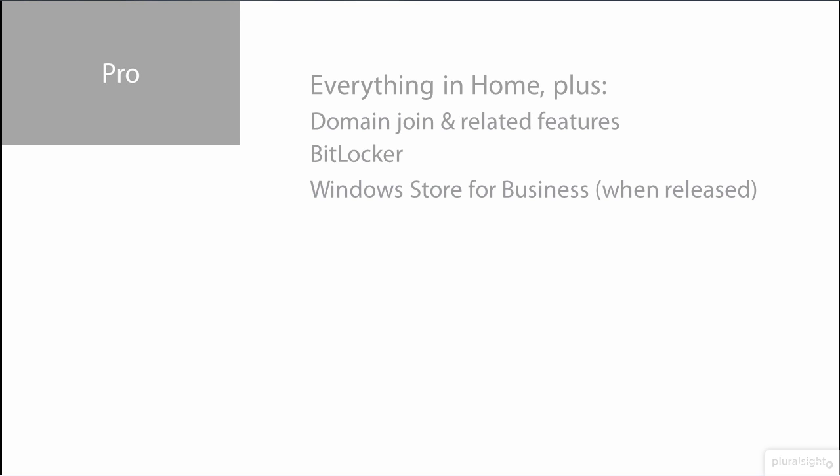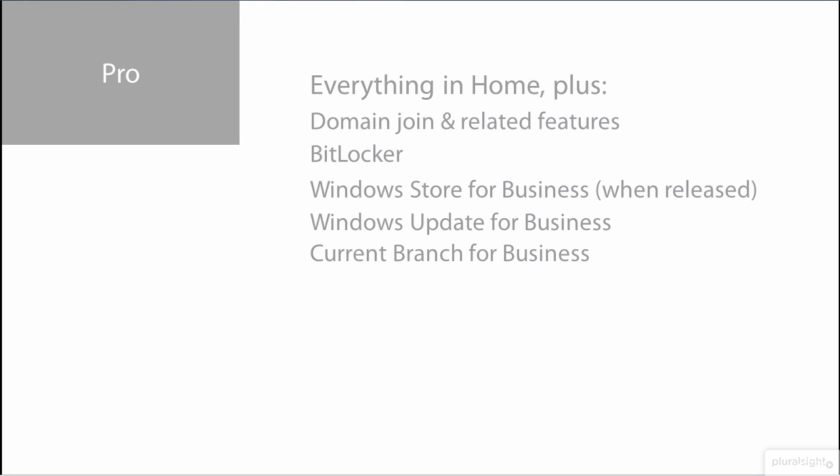So the Pro Edition offers everything that the Home Edition does, plus most notably the ability to join a domain and participate in Active Directory and group policy. The full manageable BitLocker drive encryption is available in Pro too. Pro will support the Windows Store for Business when that's released, and the new delivery options available in Windows Update for Business. Also regarding updates, Pro supports the current branch for business, in which feature updates are applied several months after the Consumer Edition of Windows receives them.